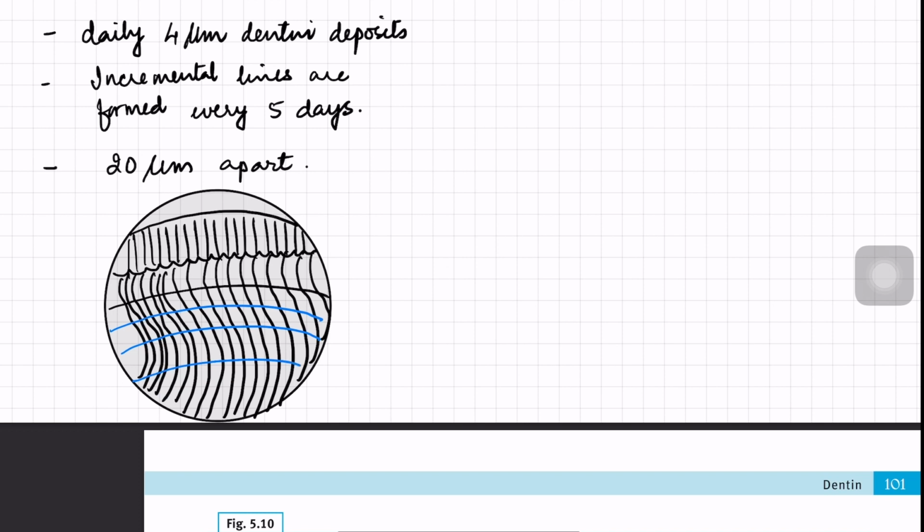So these increments are deposited daily 4 micron meter, as I already said, and each incremental line is 20 micron meter apart. Now this speed of daily dentine deposition continues till the tooth completely erupts in the oral cavity. Okay, as the tooth attains its functional position to the occlusal level, this speed decreases.